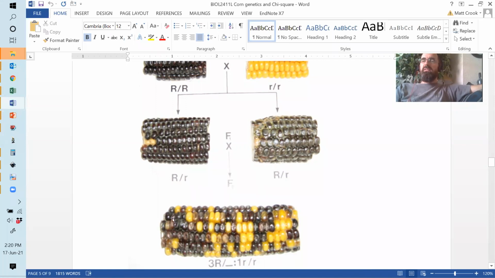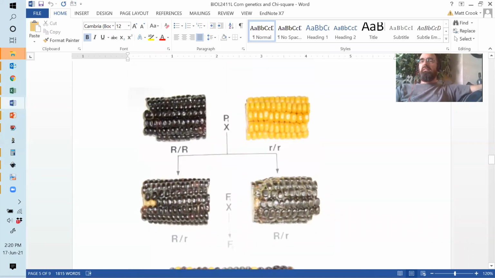So these kernels in this picture at the bottom are the F2 generation. These kernels in the middle part are the F1s, and these kernels at the top are the P generation. So these are the individuals you care about, and their phenotypes are what you care about. So that's what you'll be using to answer the questions in Blackboard.